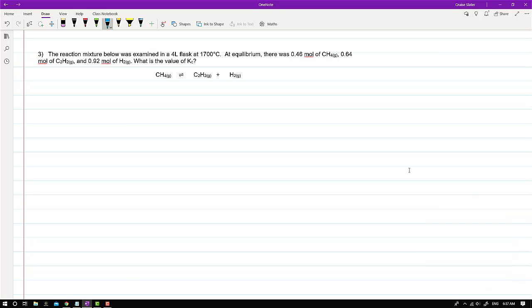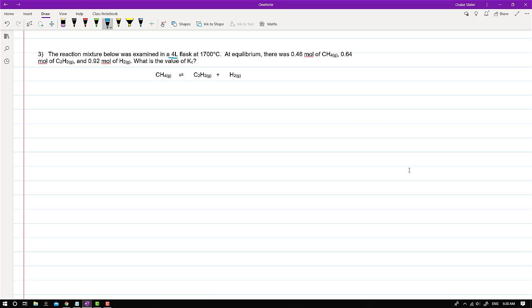All right, assuming you've checked your answer, let's get started with question number 3. The reaction mixture below was examined in a 4-liter flask. Okay, that's important information to know, at 1700 Celsius. At equilibrium, there was 0.46 moles of CH4, 0.64 moles of C2H2, and 0.92 moles of H2. What is the value of Kc?